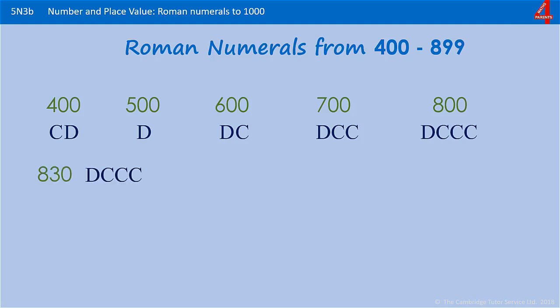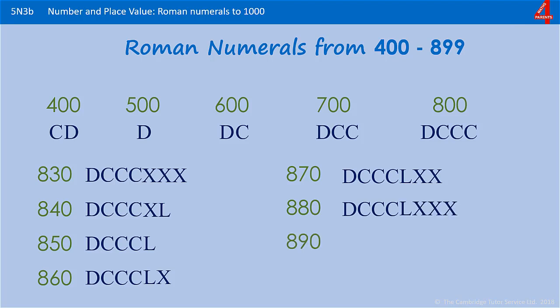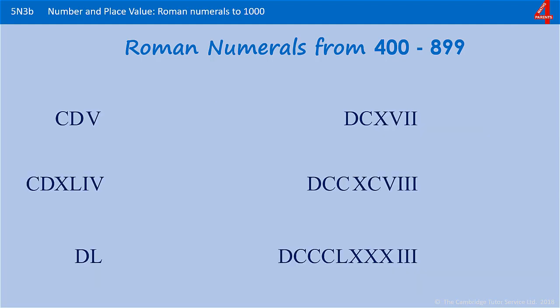It all follows the same pattern, so we have 800 add 3 10s, 840, and you can see how the pattern carries on. We get to 890, 891, 892, all the way up to 899, follows the same pattern. So here we have 899. And of course, when we get to 900, things change. But so far, you should have everything you need to be able to have a go at working out which numbers do these Roman numerals represent.